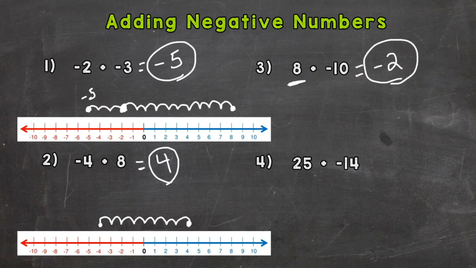This problem is pretty much 8 minus 10. Okay? And we go below 0. Again, we hit -2. So let's take a look at number 4. We start at 25 and we're adding a -14, which is pretty much doing 25 minus 14 because we're going the opposite way.